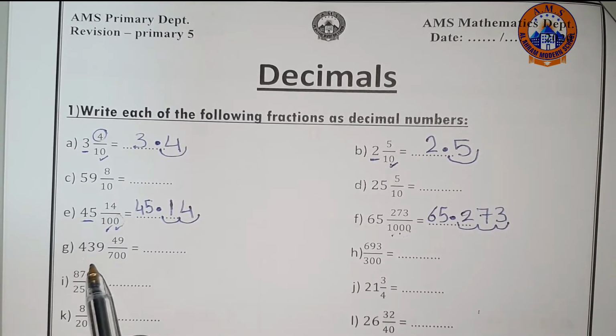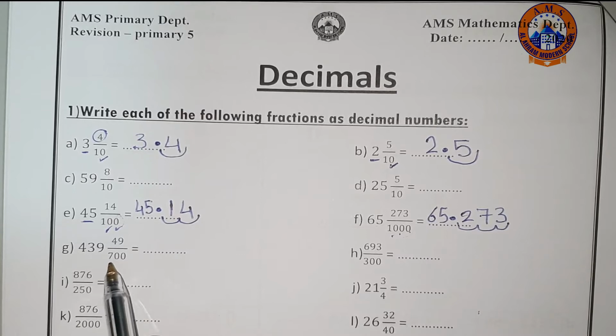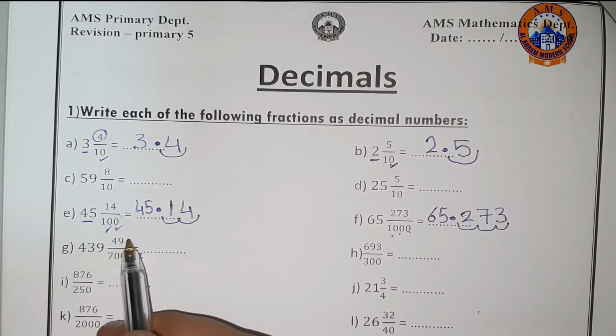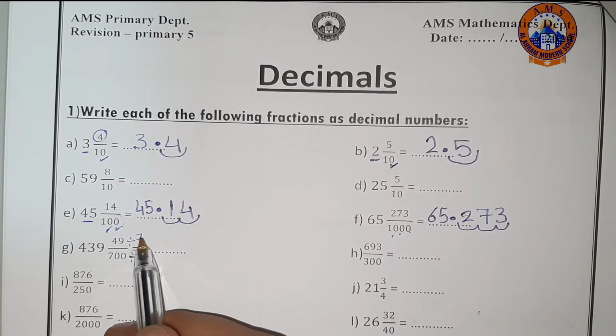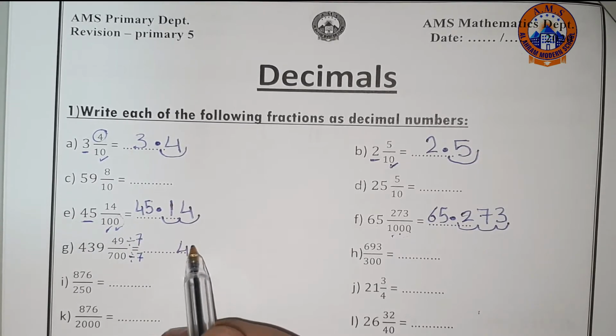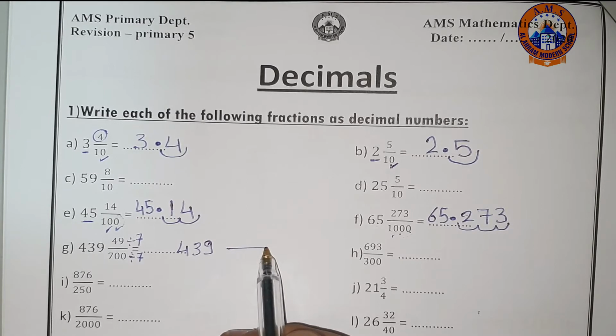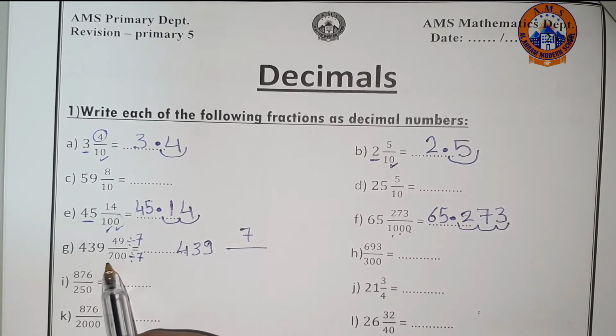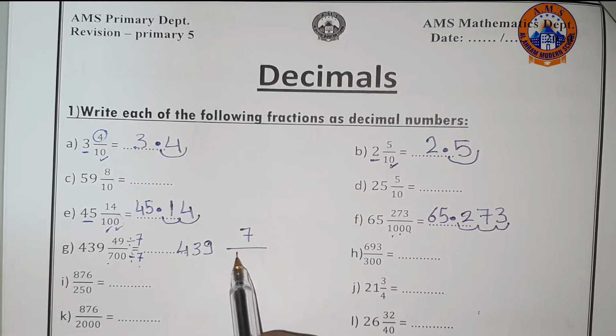In question number G, we didn't have a denominator of 10 or 100 or 1000, so I'm gonna make this 700 become 100 by dividing this 700 by 7, and we also divide the numerator by 7. So 439, and the fraction will become 49 divided by 7 is 7, and 700 divided by 7 is 100.